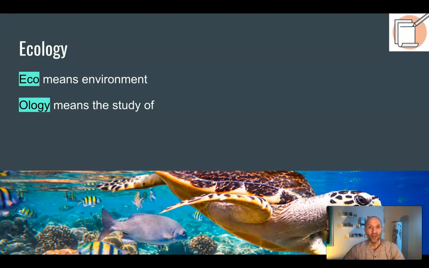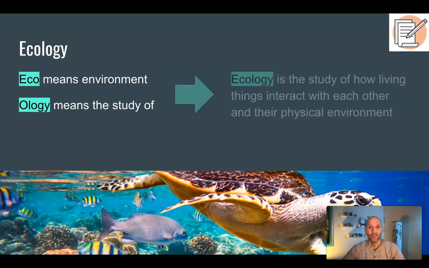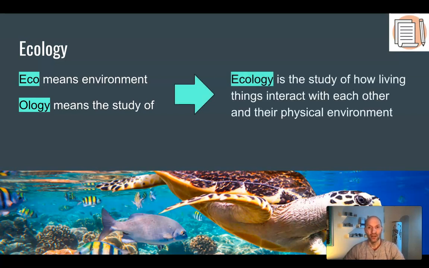Ecology can be broken down into its two parts, eco meaning environment, and ology, which just means the study of. So the word ecology is the study of how living things interact with each other and their physical environment. Now you might notice that there is a note-taking symbol in the top of the screen. Anytime you see that symbol, make sure that you are getting the definition and the word, possibly some examples in your notebook.